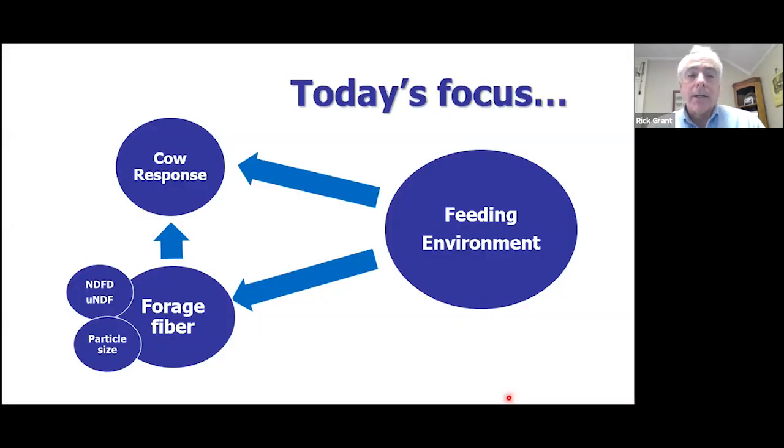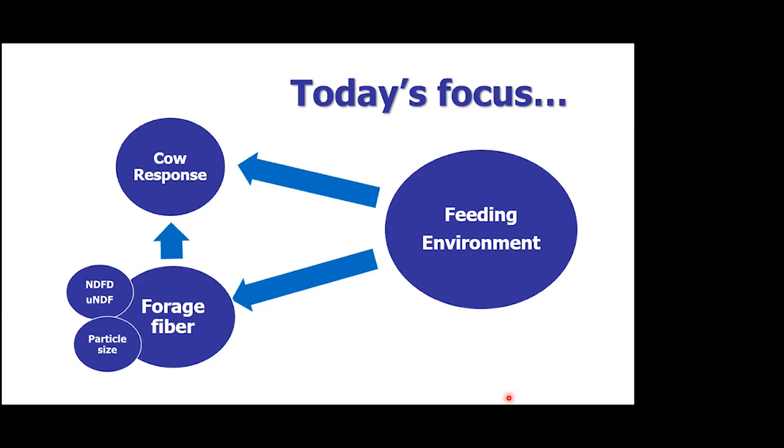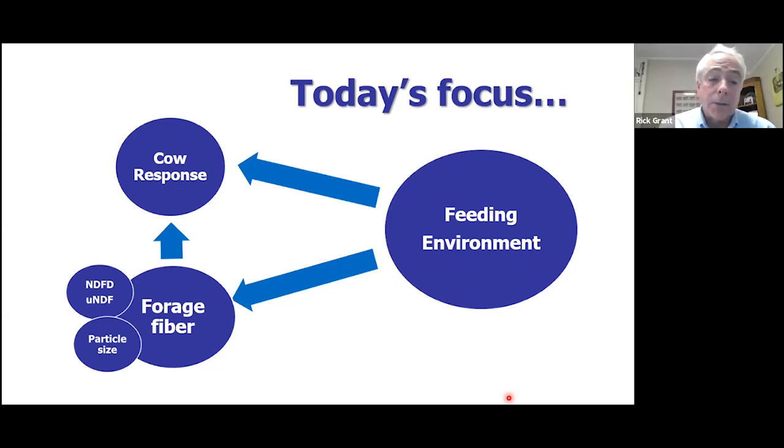In my first slide today, really, this is my outline. So I'm going to focus initially on forage fiber, NDF degradability, or UNDF 240, the inverse of that, particle size, and how that affects intake and other responses. But I really want to come back around to how the feeding environment interacts with these characteristics, and particularly how that response gets mediated through changes in rumen pH. So that'll be my focus for today.